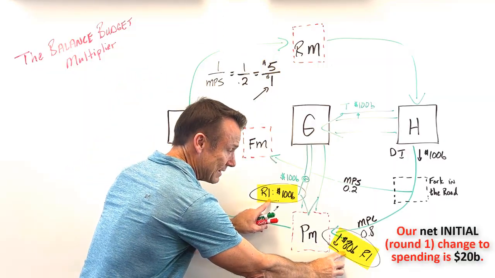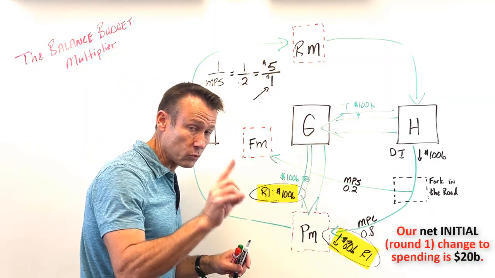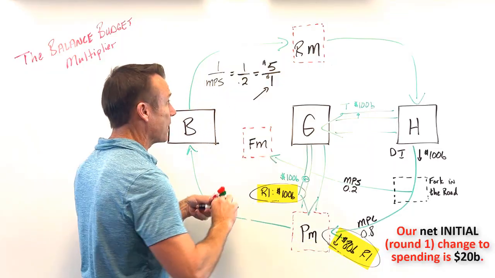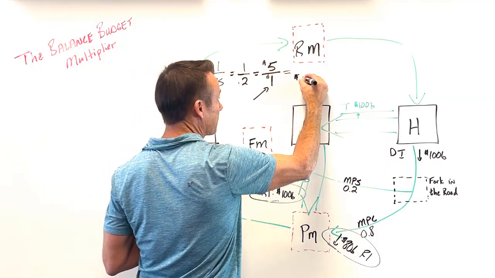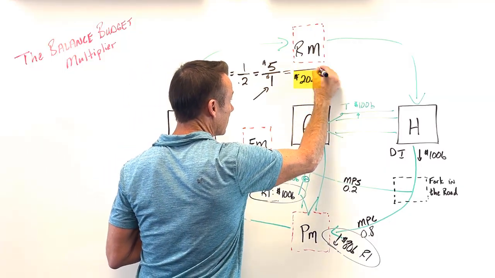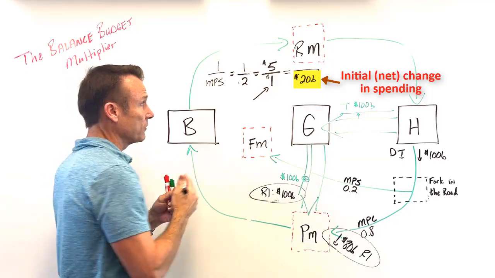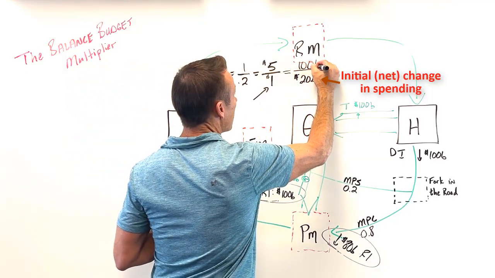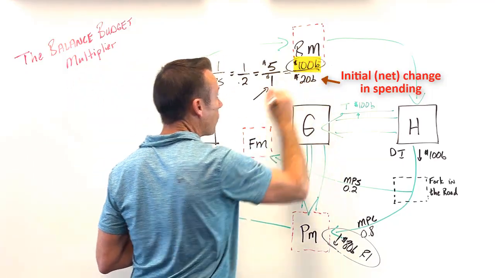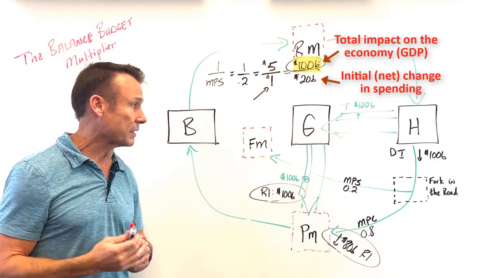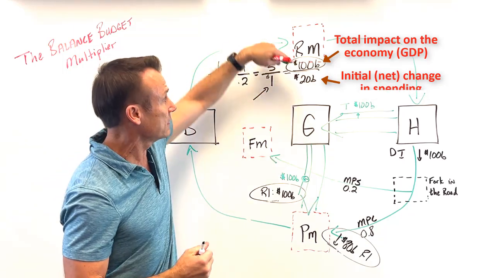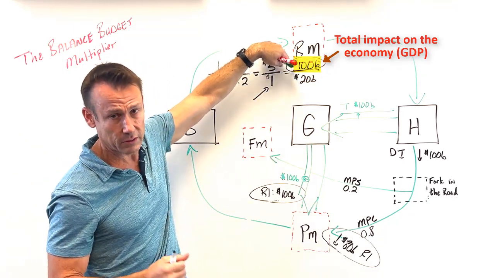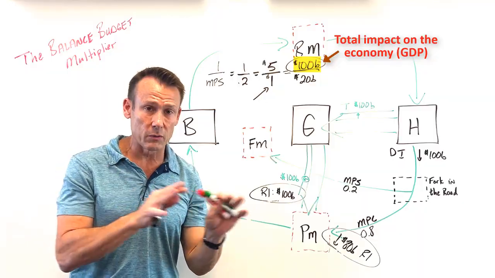Again, my net impact to spending in round one was $20 billion. So I can easily just go, okay, my initial or round one impact was a positive $20 billion. Well, if I solve this out, there it is, $100 billion. My total impact on the economy of increasing government purchases and taxes by $100 billion is $100 billion. That is one way to solve that.